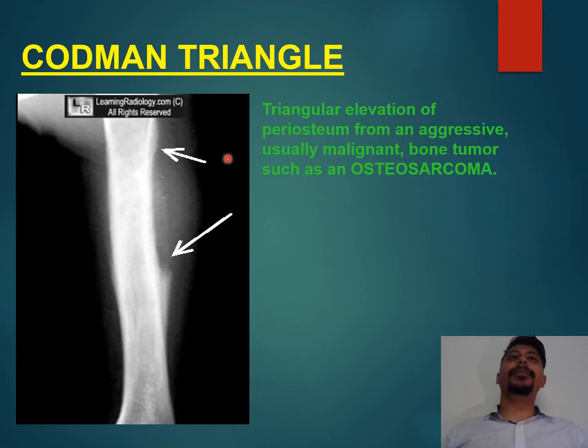Codman triangle. It is a triangular elevation of the periosteum from an aggressive, usually malignant bone tumor such as osteosarcoma.